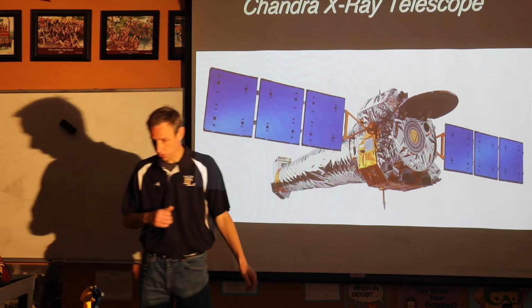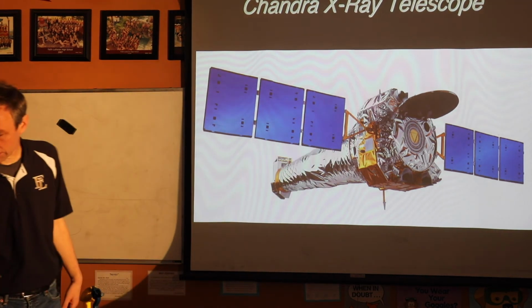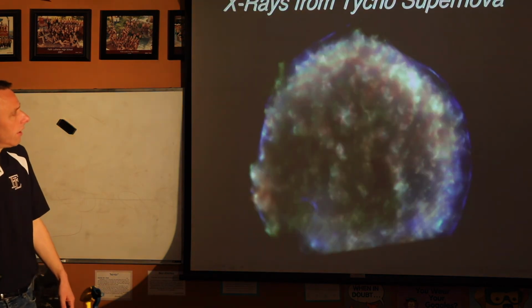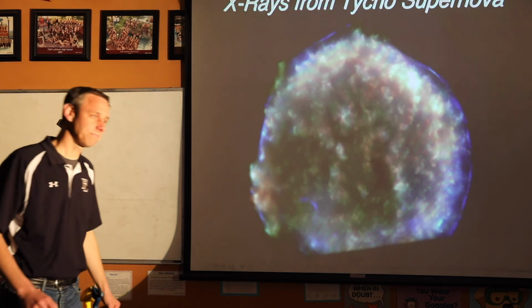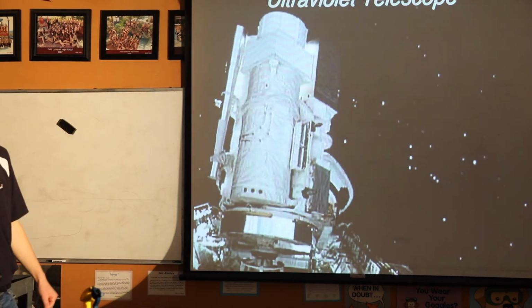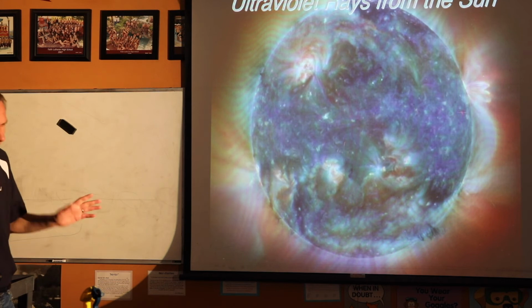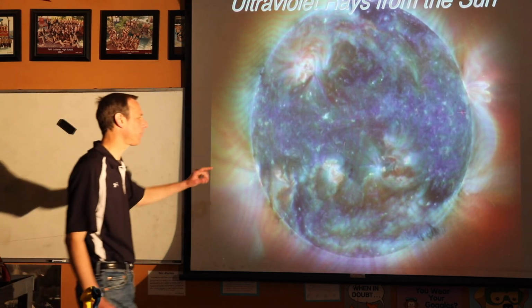And so we put telescopes in space to give us a more clean picture of the light. These are X-rays coming off the sun. These are X-rays coming off a supernova. Here's an ultraviolet telescope. If you shined your remote control at this telescope, it would see the ultraviolet, that's backwards. I was saying the infrared.